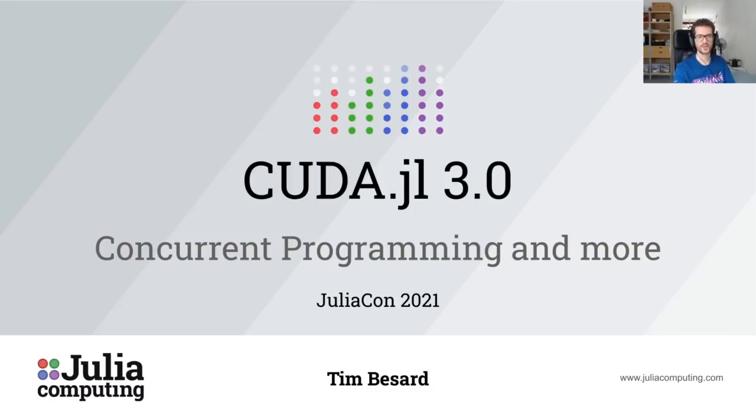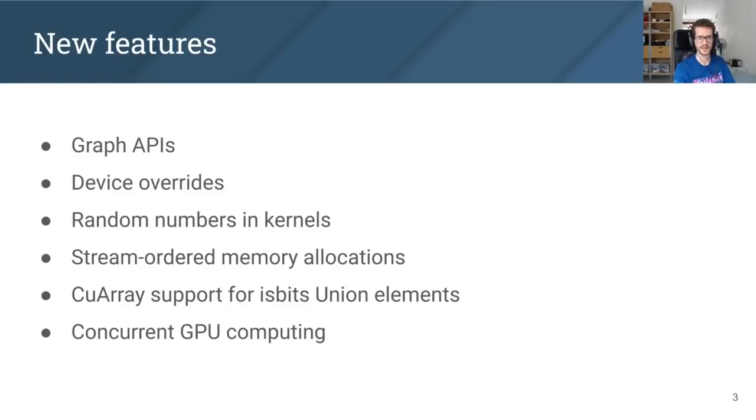Earlier this year, there was a breaking release, version 3.0, and since then there have been many new exciting features. For example, it's now possible to use CUDA APIs for constructing computational graphs. We have a new cassette-like feature for overriding functionality with device alternatives, and that has made it possible to implement a device-side random number generator. There's also a new memory allocator that features greatly improved performance, and the CuArray type now supports isbits union element types. The most significant feature, however, touches on the programming model.